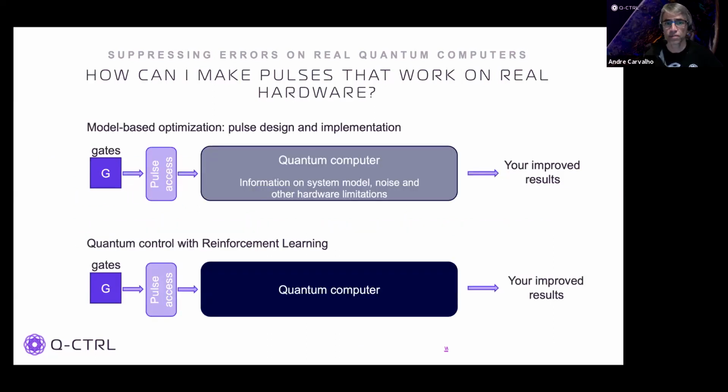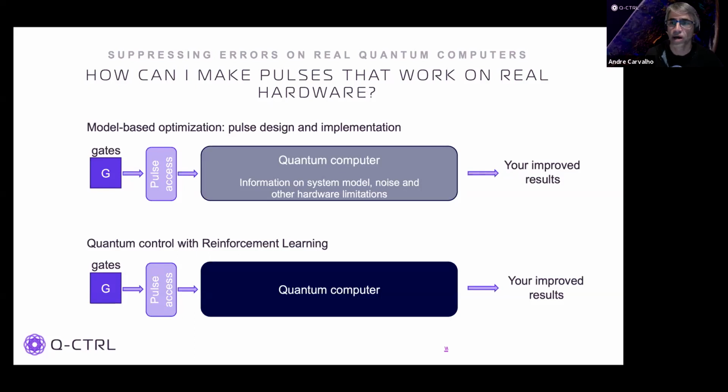So to give you some context on what we'll be talking about today, we have lots of new people, and some people attended our previous webinar on robust control, where we presented some of our results on experiments on the IBM hardware. So the idea of the webinar today is really to answer this question: how can I make pulses that work on real hardware? We'll have a couple of approaches to describe.